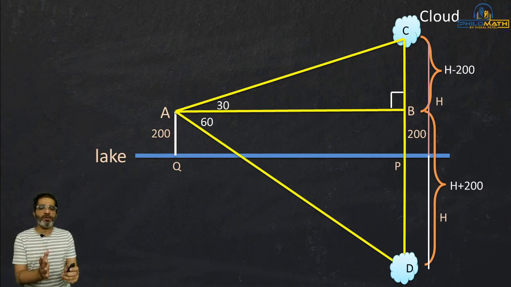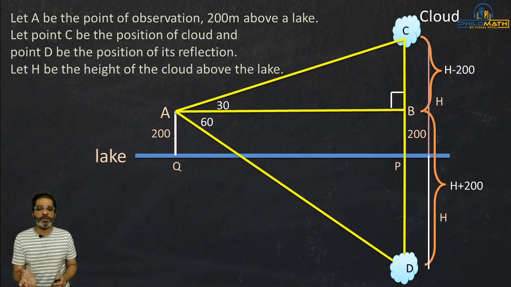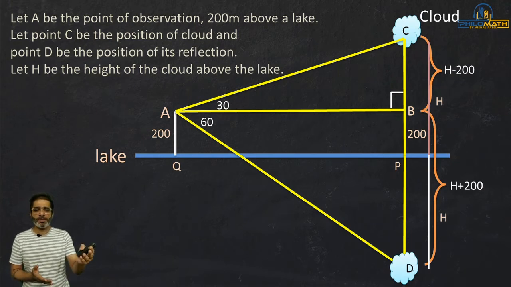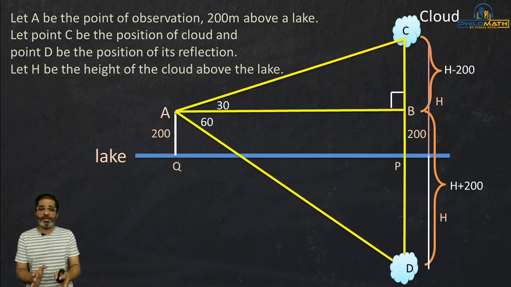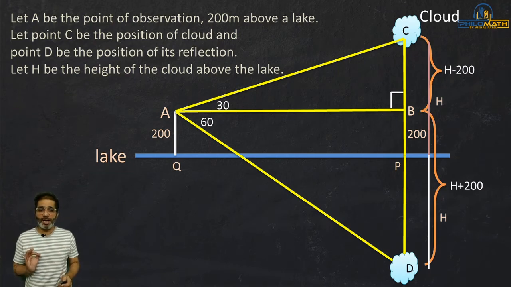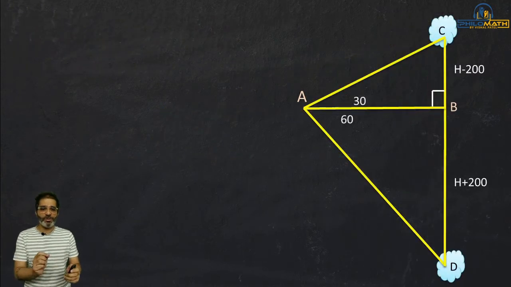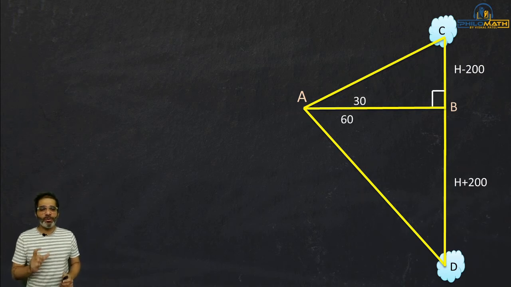Now whatever we have taken in the figure, that is what you have to write down in the theory part. Let point A be the point of observation, 200 meters above a lake. C is the position of the cloud, D is the position of the image, and capital H is the height of the cloud, that is what we have to find out. For easy understanding, I have taken the two right angle triangles, which you see in yellow color, for the calculation part. We are going to use trigonometry in both triangles.